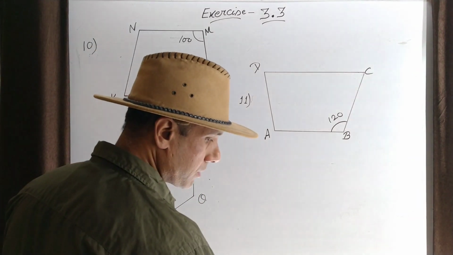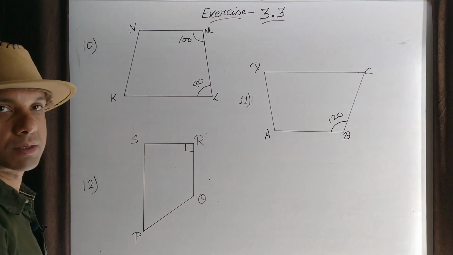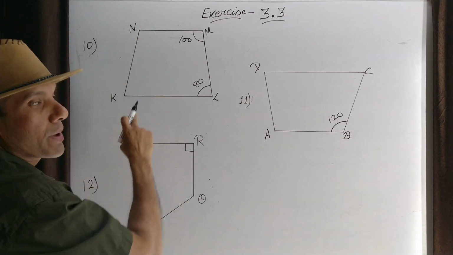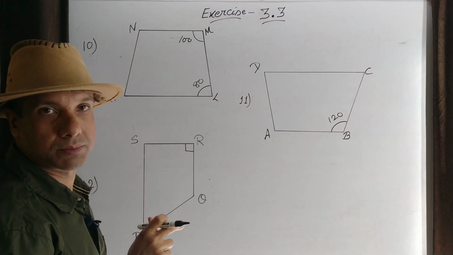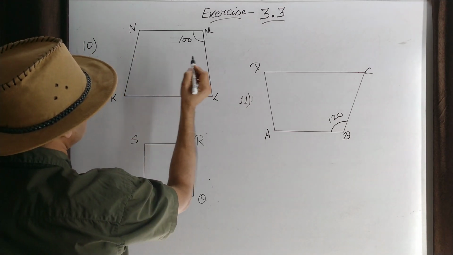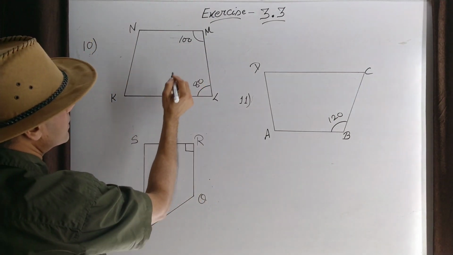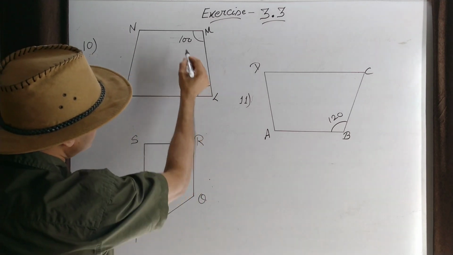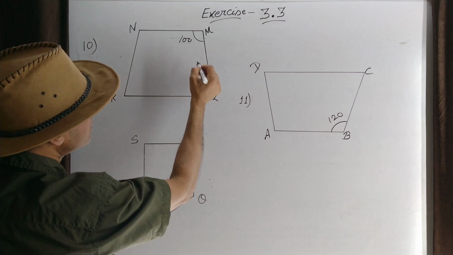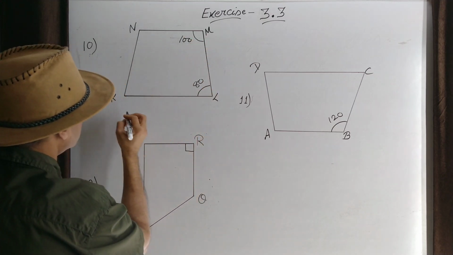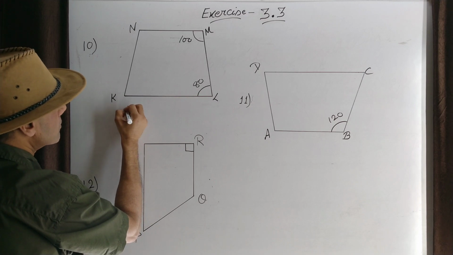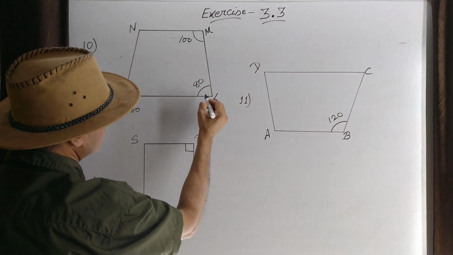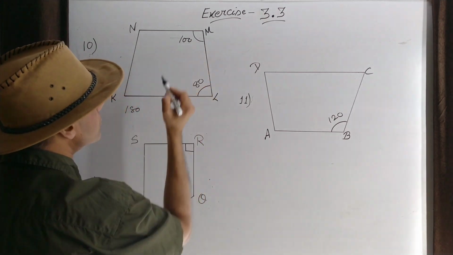Question number 10. In this figure, we have to explain why this is a trapezium. What is a trapezium? A trapezium is a quadrilateral in which two sides are parallel and the other two sides are not parallel. Angle M is 100 degrees and angle L is 80 degrees. The sum of these two interior angles of this quadrilateral is 100 plus 80, that is 180 degrees. So two consecutive interior angles of this quadrilateral add up to 180 degrees.